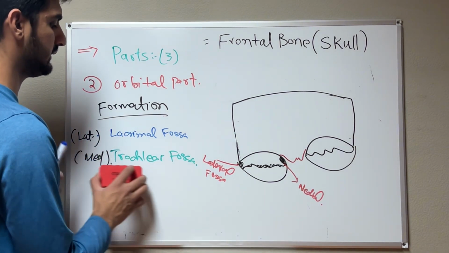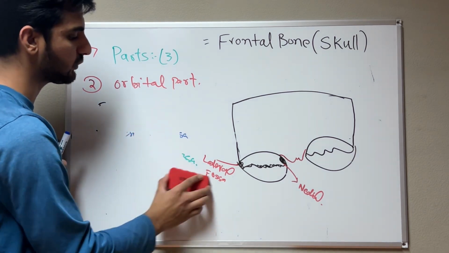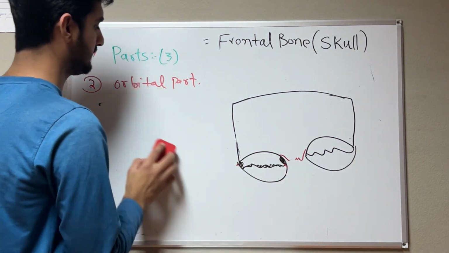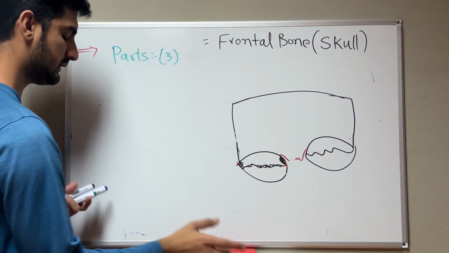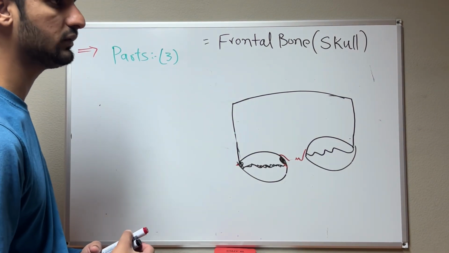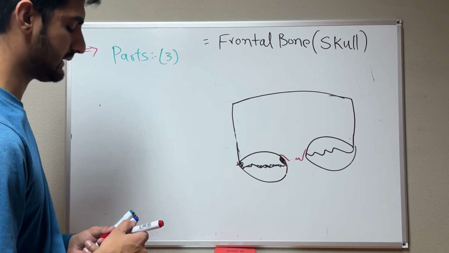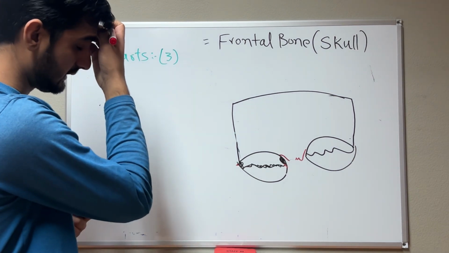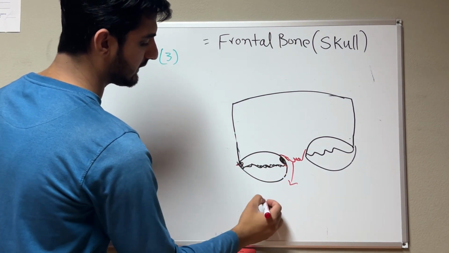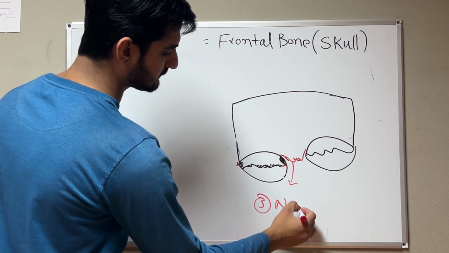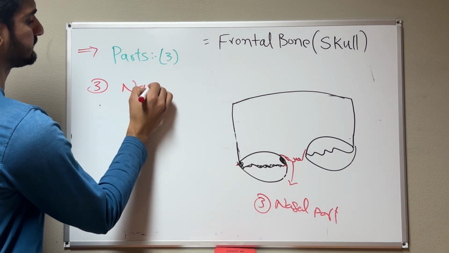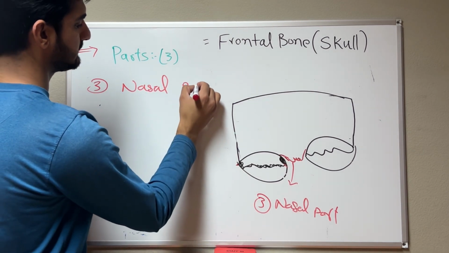Next part of the frontal bone we have the nasal part, pars nasalis. Pars in Latin. You also need to remember the Latin language. If you want to study in Russia, then you also need to prepare in Latin, because mostly professors ask in Latin also. This area which I drew is the nasal part, here and here also.